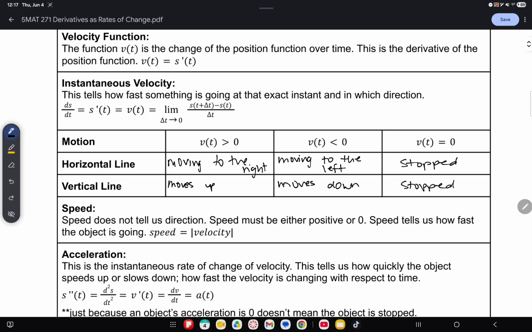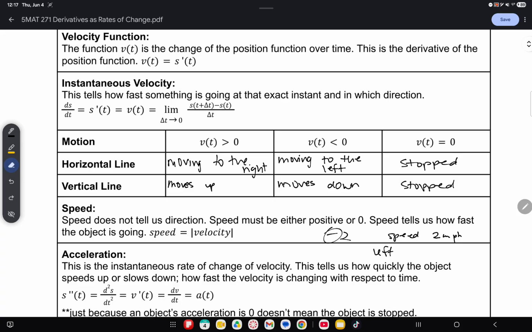Right? Now, speed. The speed doesn't tell us the direction, right? The positive and negative tells us the direction. Speed is the absolute value of velocity. So if we had a velocity, say that was -2, then we'd say our speed is 2, we'll just say miles per hour. The negative just tells us we're going left.